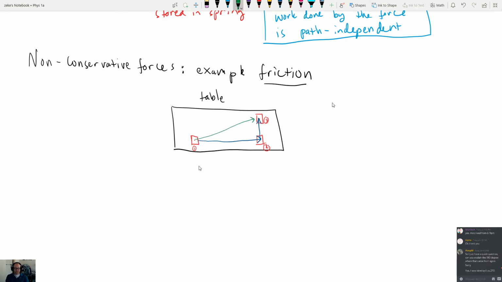We'll call this path 1, 3, and then we'll call this path 1, 2 down here, and we'll call this path up here 2, 3. All right, so when we move the block from 1 to 2 and then 2 to 3, and then we take the block and put it back to its original position, moving it from 1 to 3, along which path does friction do more work?